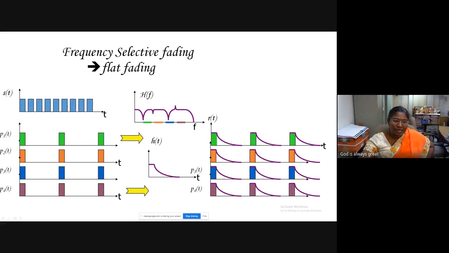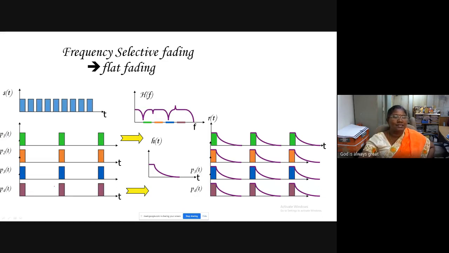The high-speed data is split into parallel streams, right? And each stream is transmitted using a different frequency. Green stands for one frequency, orange for another, blue for another, and magenta for yet another frequency. So these different frequencies represent multi-carriers.